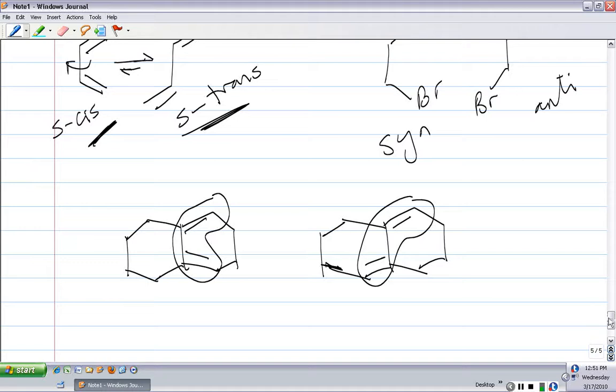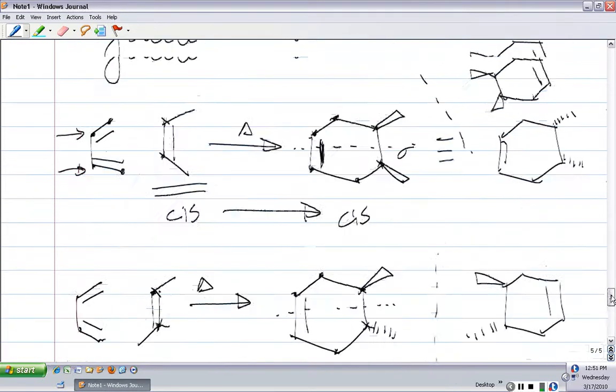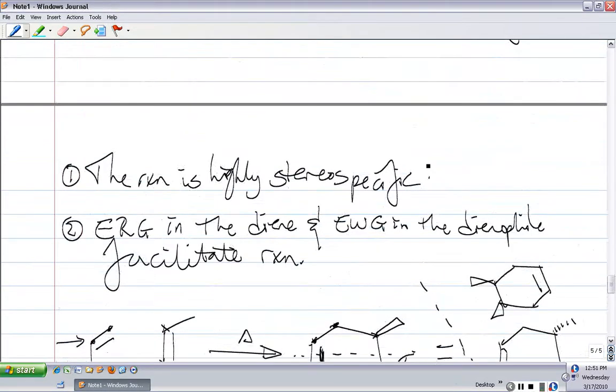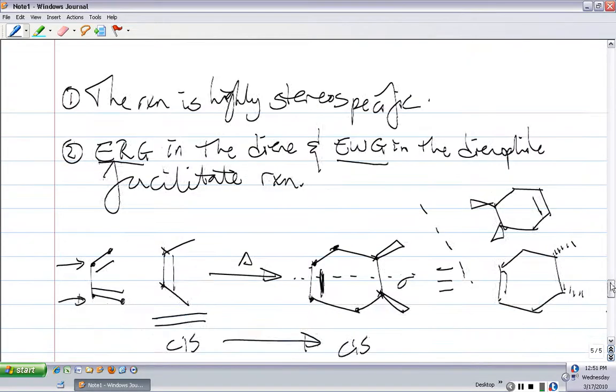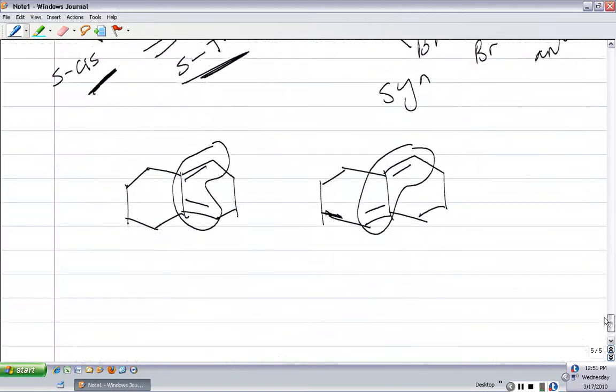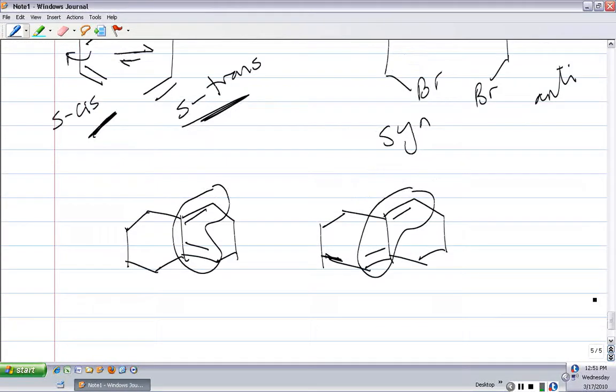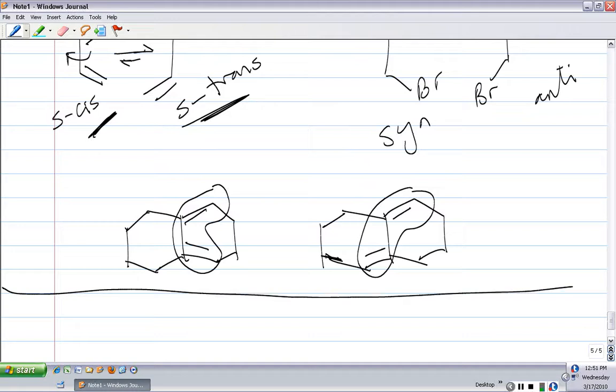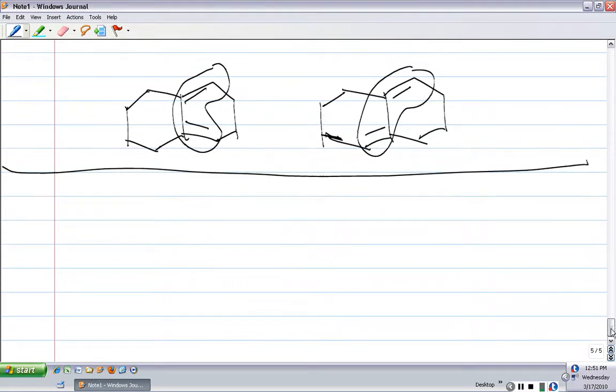Alright, so we were describing some of the features of the Diels-Alder reaction. And one was the reaction is highly stereospecific. The other is that electron releasing groups in the diene and electron withdrawing groups in the dienophile facilitate the reaction. First of all, let's explain what we mean by ERGs, electron releasing groups, and EWGs, electron withdrawing groups. And let's explain what those mean. You've met a couple of these in the past.